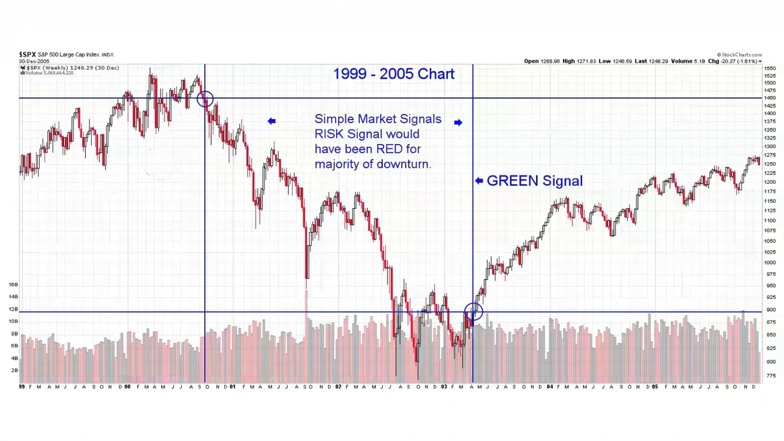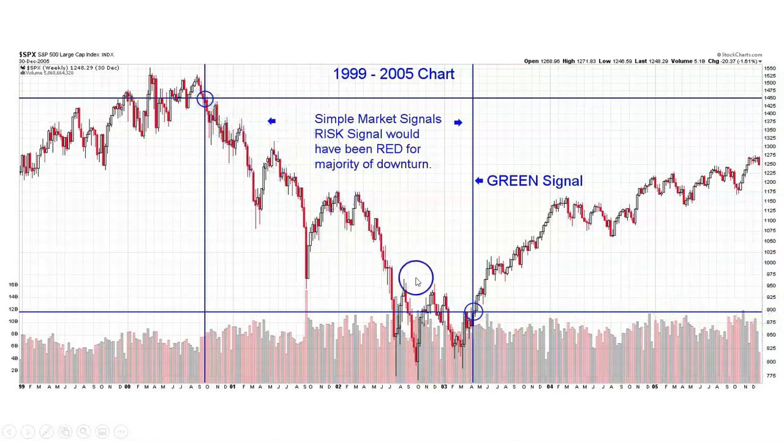Now let's go back and take a look at how simple market signals could have helped you in the bear market that started in 2000 and ended in 03, and then next we'll take a look at the bear market that started in 2007 and ended in '09. So in 2000, you can see that the risk signal, the market mode signal, would have turned red right here at approximately 1450 on the S&P 500. And this risk signal would have been red through the majority of this downturn and then turned green right here just under 900 on the S&P 500.